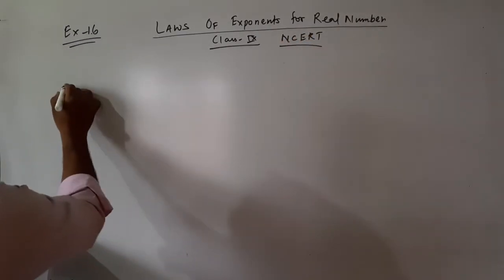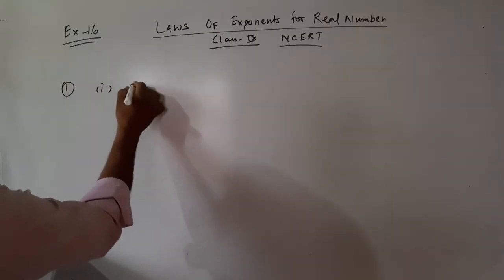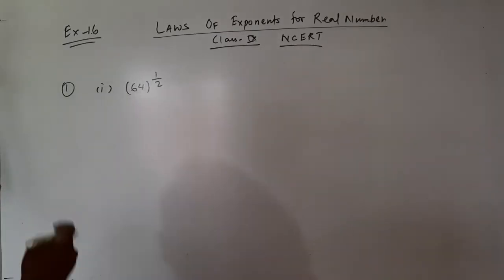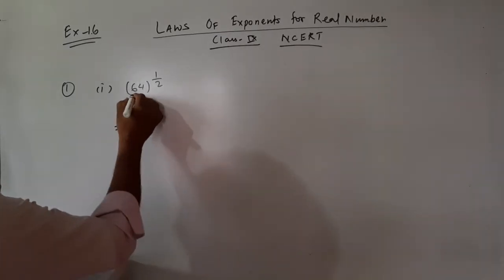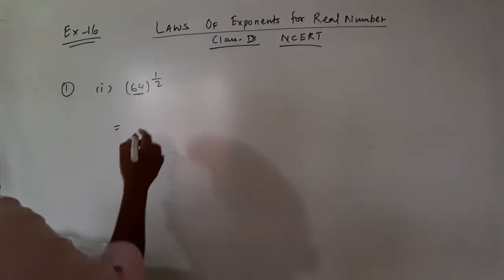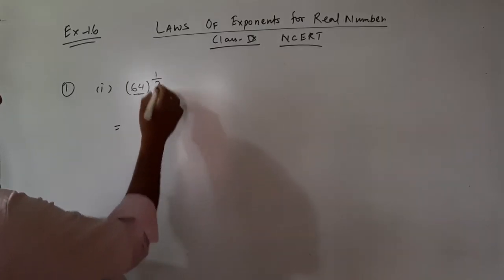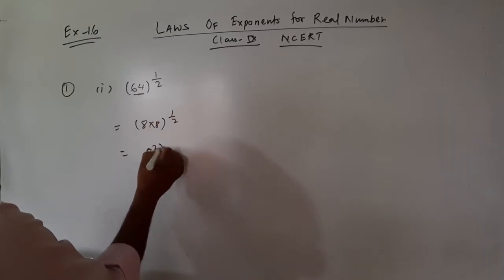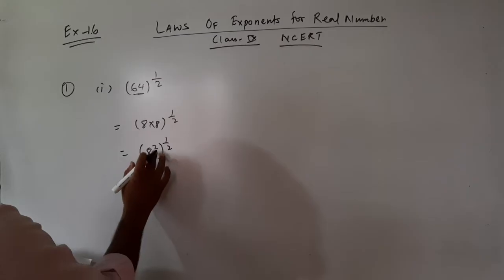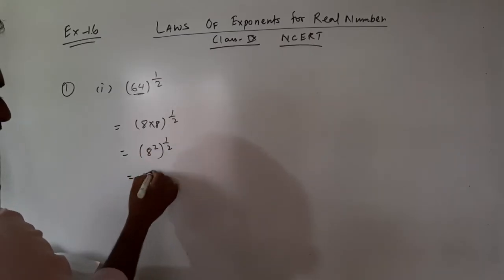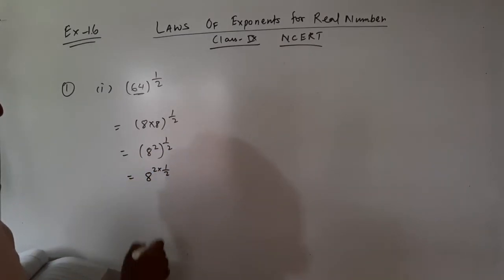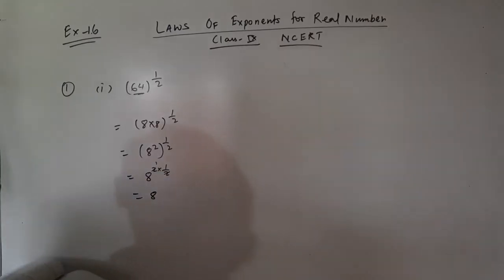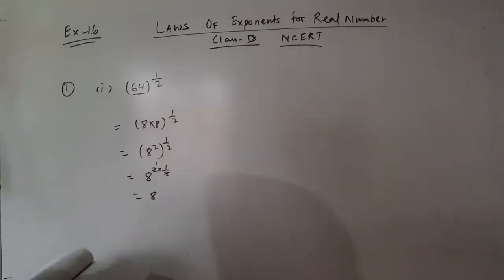In the first question, 64 to the power 1 by 2. Here you have to prime factorize 64, or you can write 8 into 8, because the power is 1 by 2, so 8 squared to the power 1 by 2. And here, power to the power means the powers will be multiplied, so 2 into 1 by 2 gives you 8 to the power 1. तो ये आपका आंसर 8 होगा.